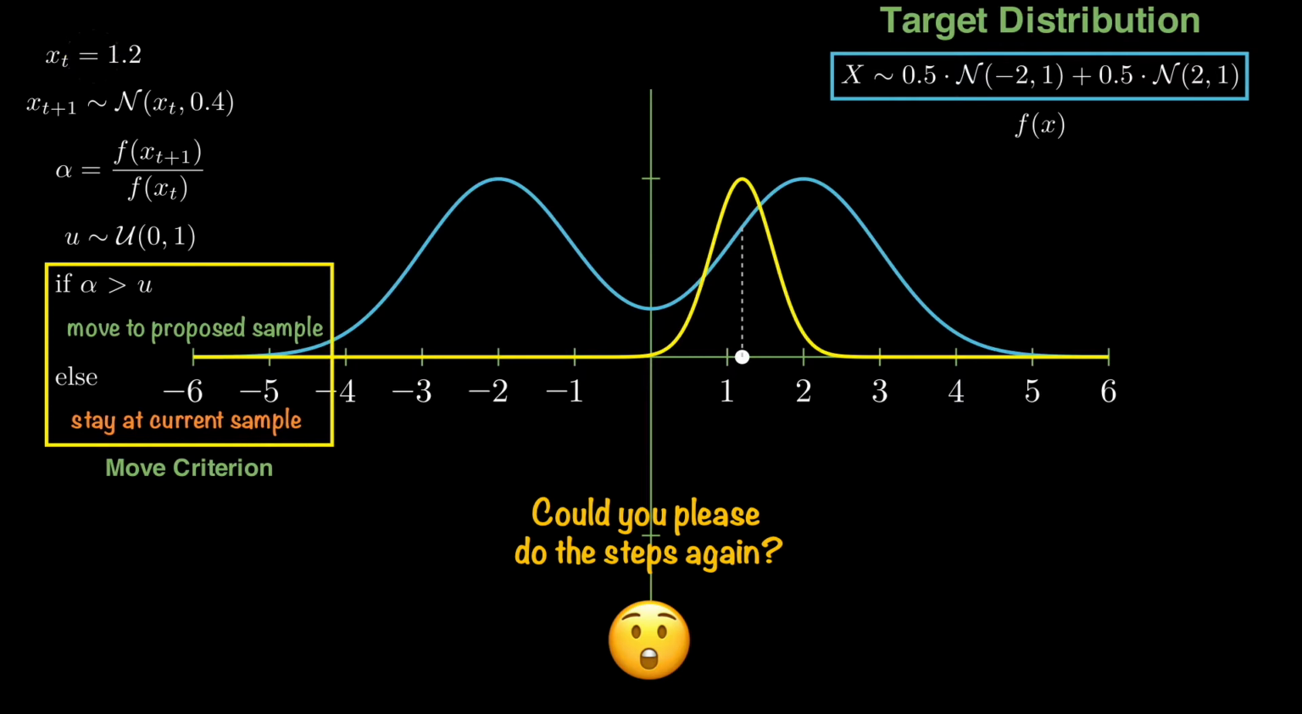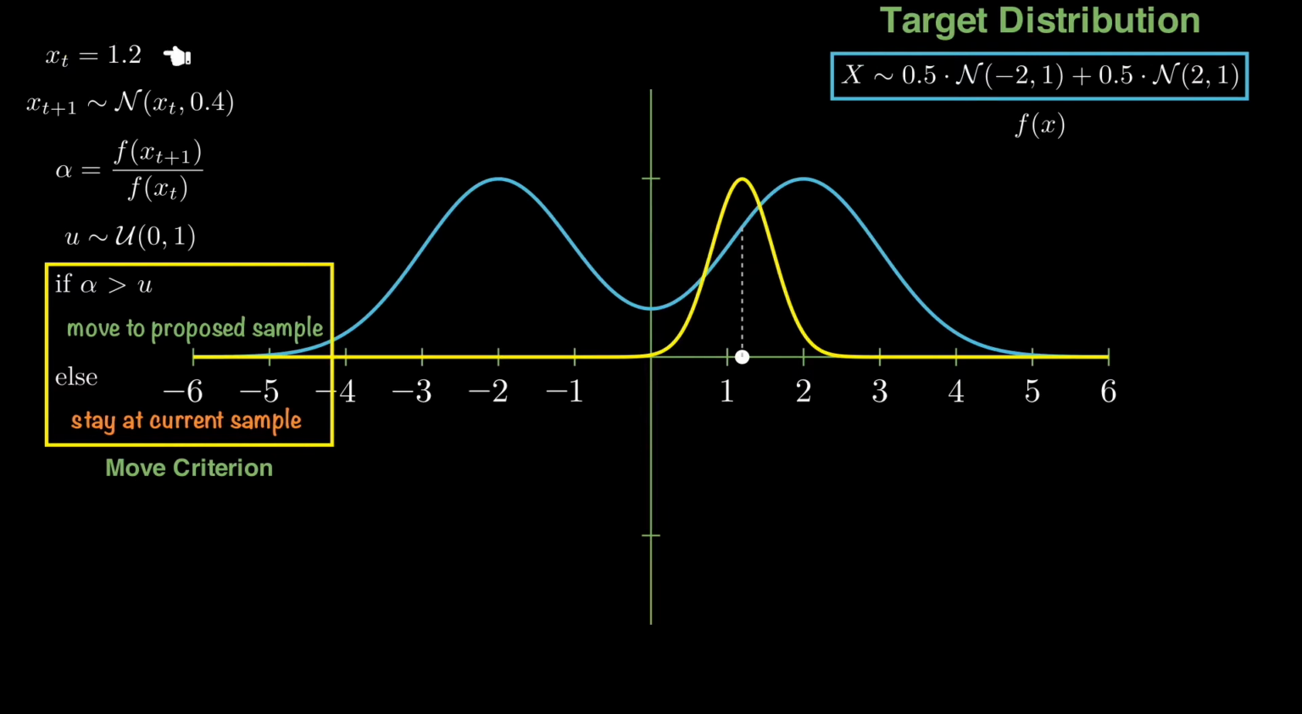Okay, fine. Let's quickly do the steps one more time, now that we have the algorithm written down. Our current value is 1.2. We sample from the proposal distribution whose mean is now 1.2 and the step size, or the standard deviation, is 0.4. We show this proposed sample in the red color. We evaluate this new proposed value using our target function. We have already the previous evaluation in our cache.